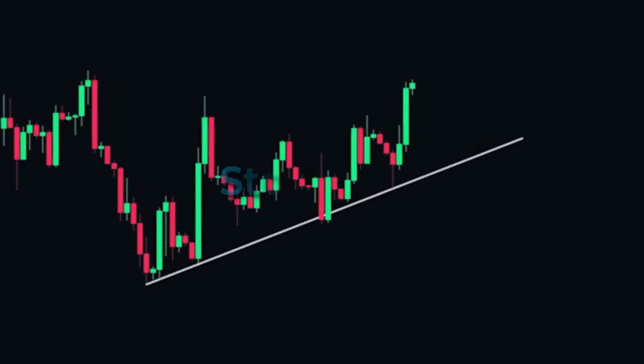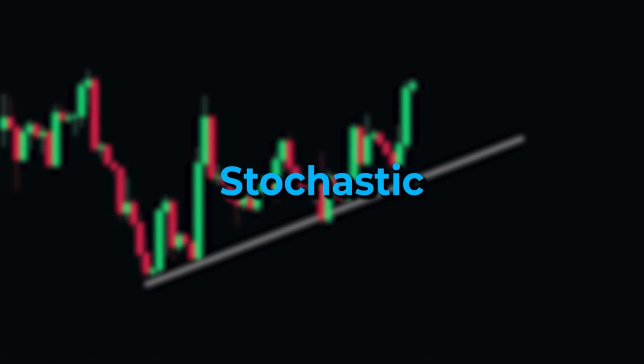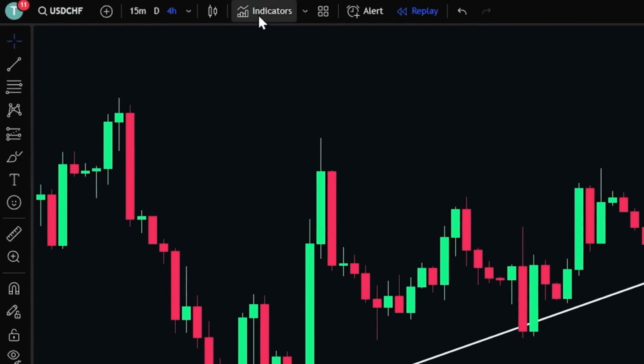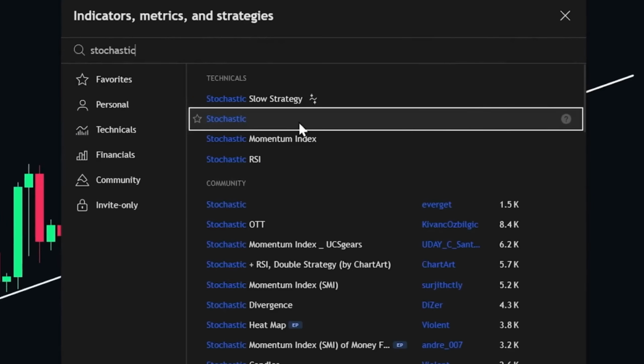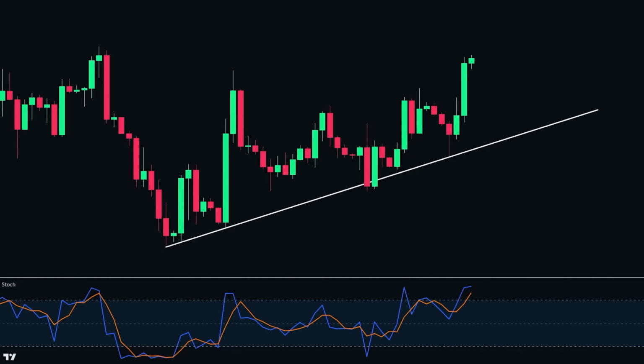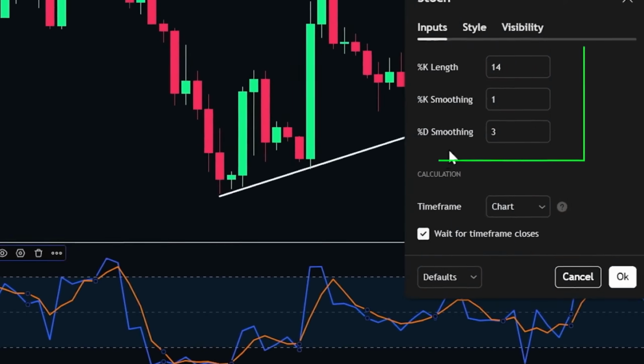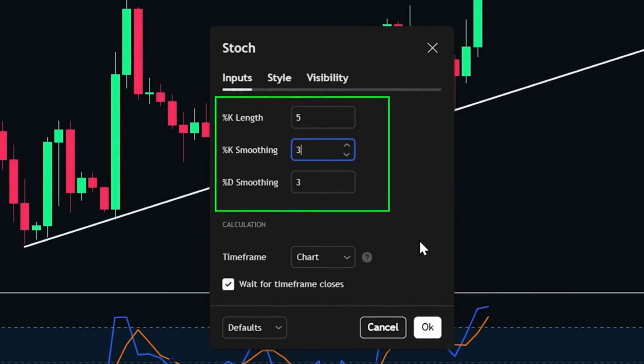Next, I use an indicator called the stochastic. To apply it, go to the indicator section on your charting platform. Type in stochastic. Click this one to apply it on your chart. Once it's applied, we need to change the settings to the custom settings I normally use. So go to its settings and just copy these values. This will help the indicator give better signals.